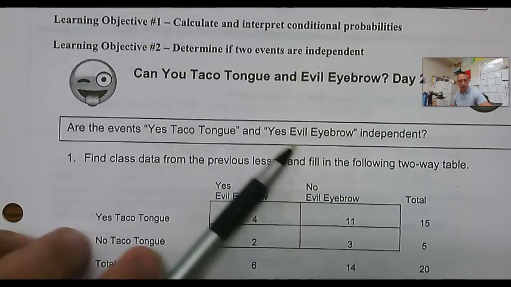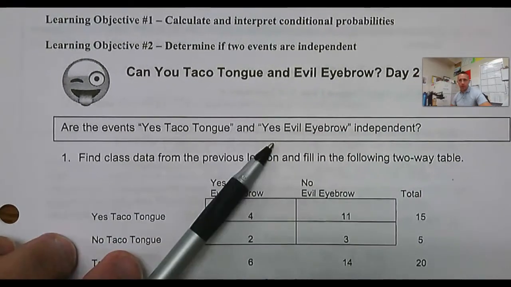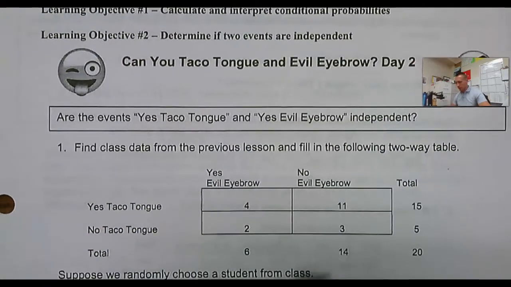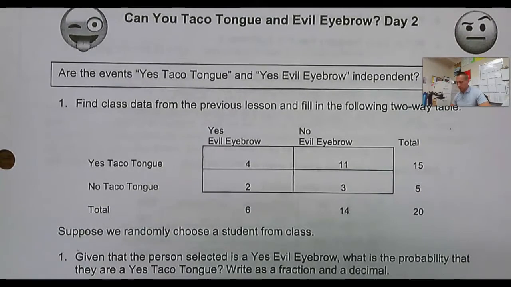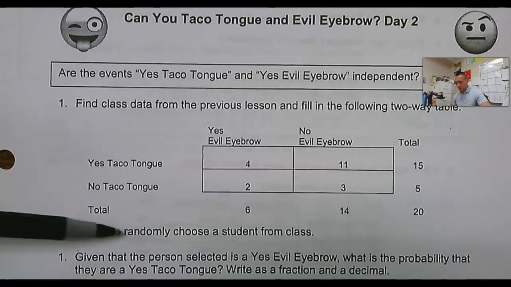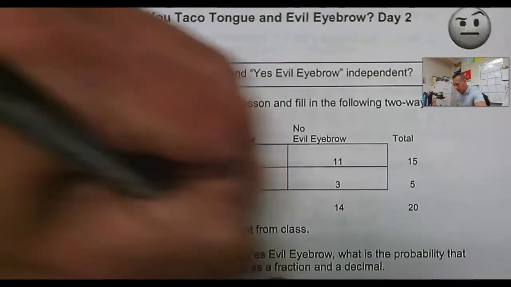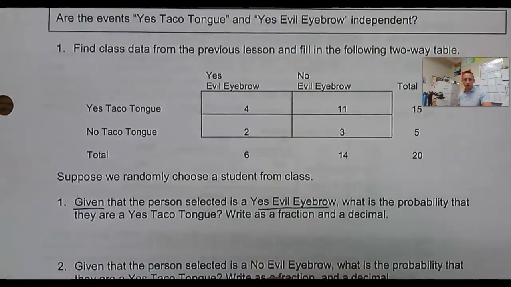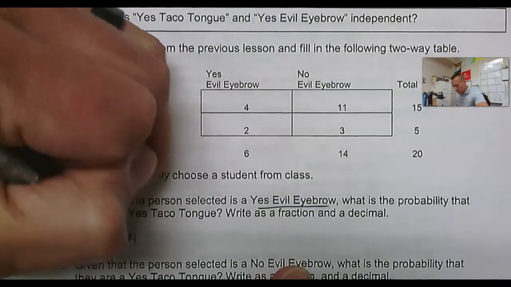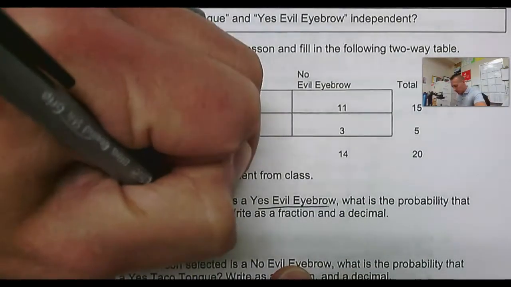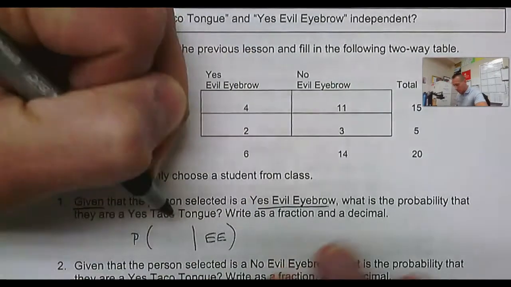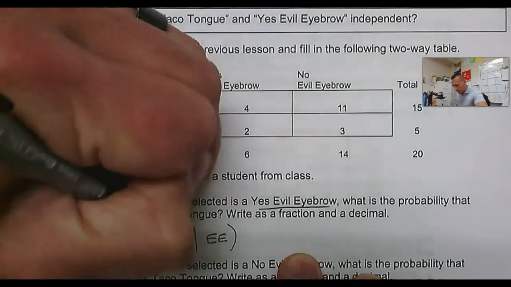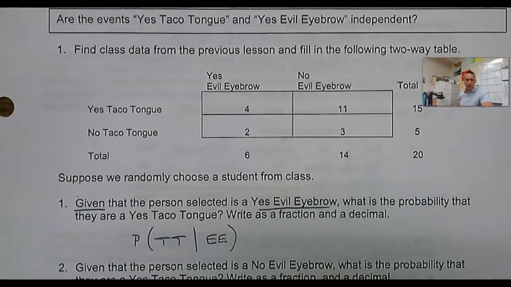So we're going to build off this lesson, our taco tongue and evil eyebrow independent. So here's the data from lesson 5.2. And what we're going to do here is suppose we randomly choose a student from this class. Given the person selected is yes, evil eyebrow. So that's a given condition. So the way I'm going to write this is probability given evil eyebrow. What is the probability that they can, yes, taco tongue?